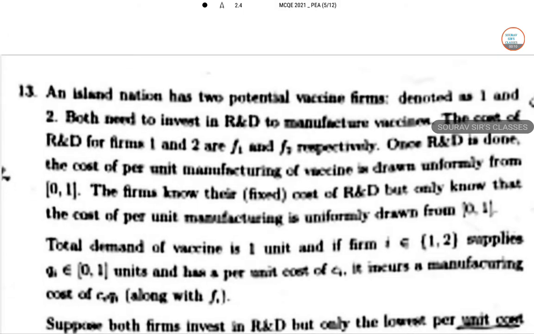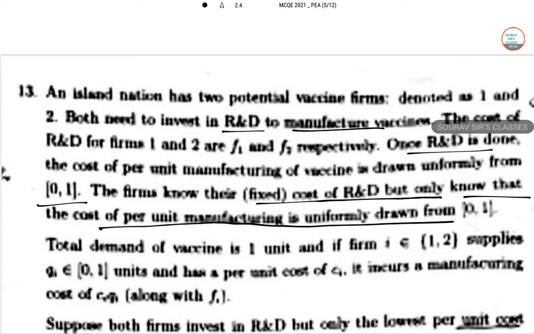Today we are doing the PEA section. It's about a story of an island that has two potential vaccine farms denoted as 1 and 2. Both need to invest in R&D for the manufacturing of the vaccine, and the cost of the R&D for farm 1 and 2 are F1 and F2 respectively. On the R&D done, the cost per unit of the manufacturing of the vaccine is drawn from 0 to 1. The farms know their fixed cost of the R&D but don't know that the cost per unit of the manufacturing is uniformly drawn from 0 to 1.